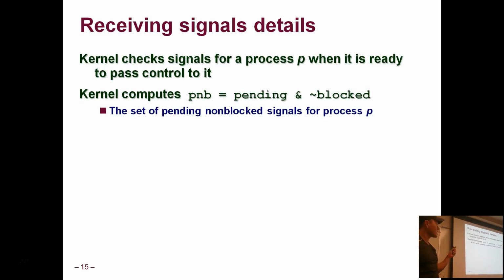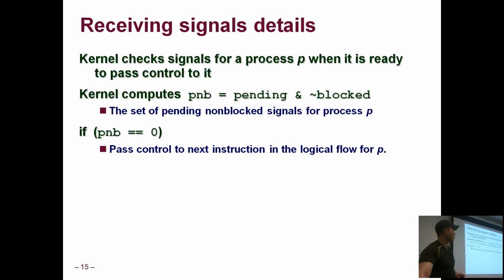So when a process is ready to be run, this is the detail of how signal handling is done. When the kernel is about to schedule a process to run, it computes, on that process's state, which has a pending vector and a blocked vector, the pending but not blocked bit vector. This is the set of signals that the process must handle. When the process is scheduled to run next, the kernel forces the process to run all of the signal handlers for all the signals that fall into this category.